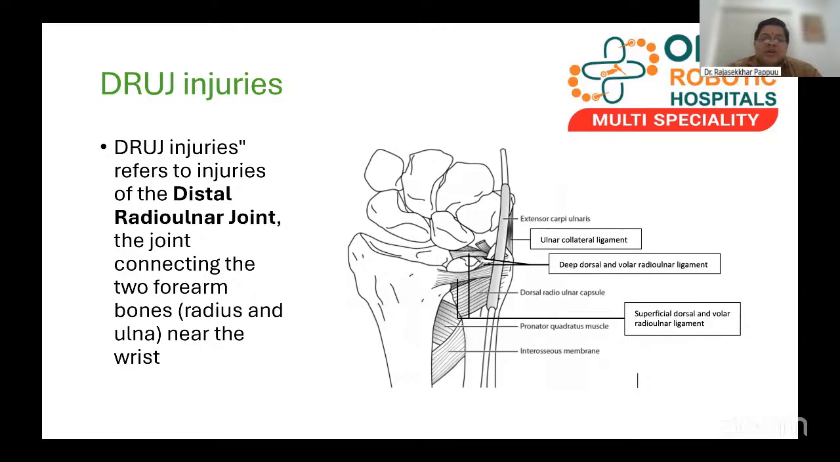So the distal radioulnar joint is formed by the concavity of the radius and the ulnar head distally, and it has many ligaments. They are the dorsal and volar palmar and dorsal ligaments. It also has the triangular fibrocartilage complex. So these are all part of the distal radioulnar joint. Whenever there is an injury at the distal radius, this joint and these structures might also get injured.